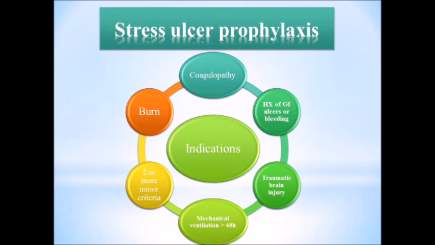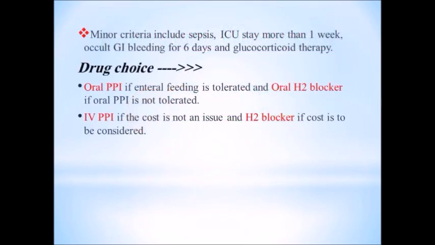Stress ulcer prophylaxis is indicated in the presence of coagulopathy, history of gastrointestinal ulcers or bleeding, traumatic brain injury, burns above 35%, mechanical ventilation for more than 48 hours, or when there are two or more minor criteria including sepsis, ICU stay of more than 1 week, occult GIT bleeding for 6 days, and glucocorticoid therapy.